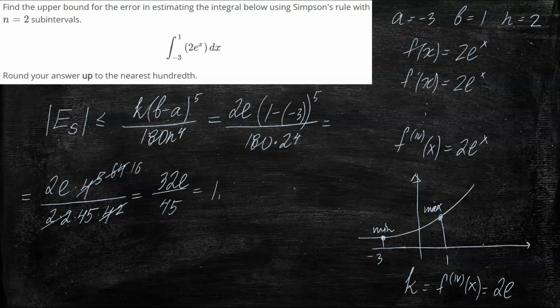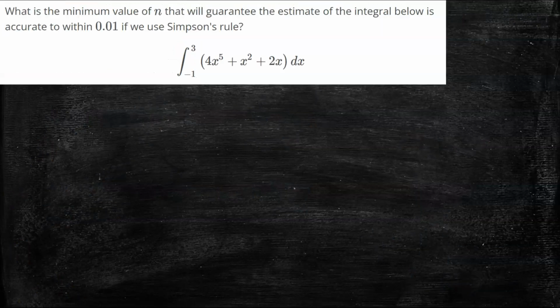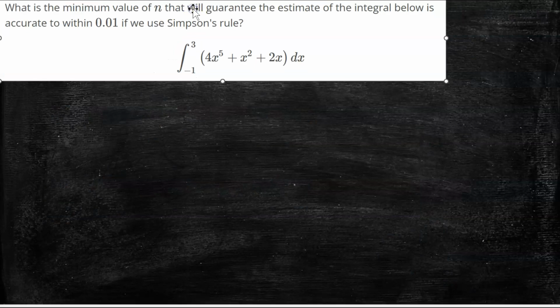I'm just going to put it in the calculator real quick. And I got 1.933. And here we have to round up to the nearest hundredth, so I'm going to round it up to 1.94. And this is the largest error that we can get by using Simpson's rule on this interval. All right, so let's try another problem.